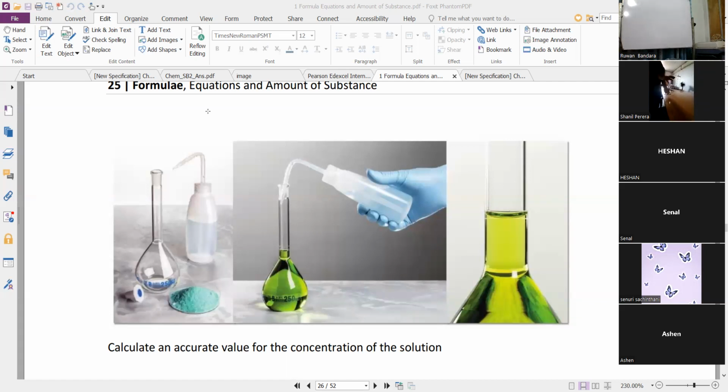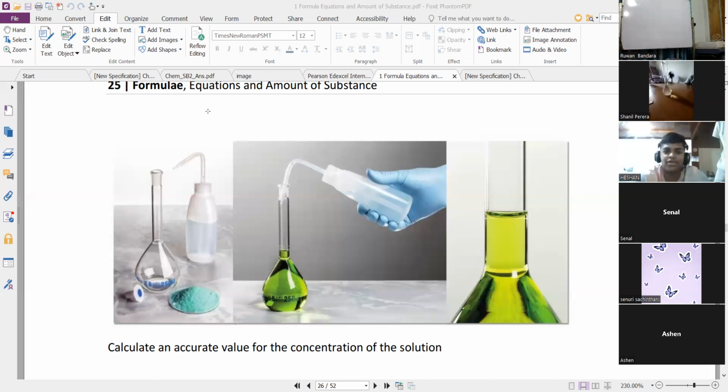You hold it from here. Clean up. Now you have the standard solution of sulfuric acid. Next we go back to the car.